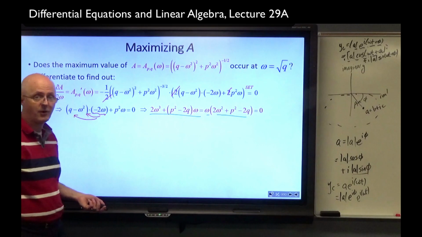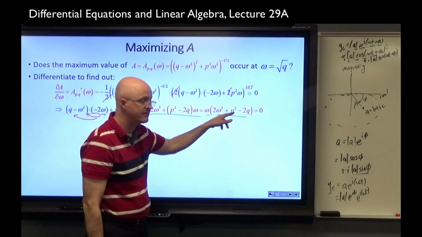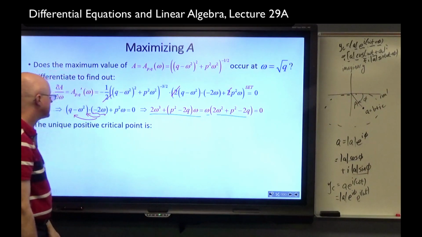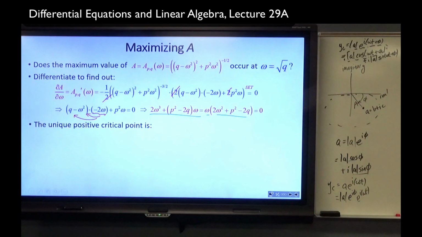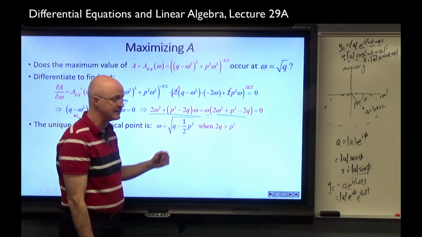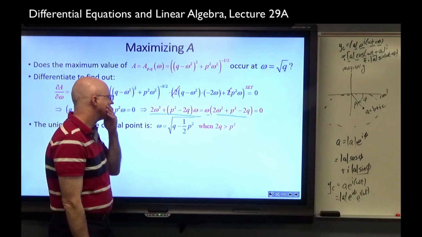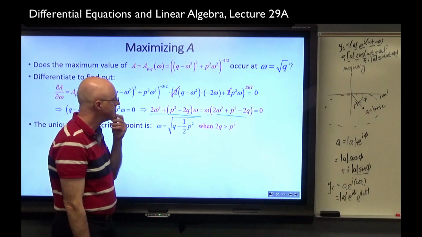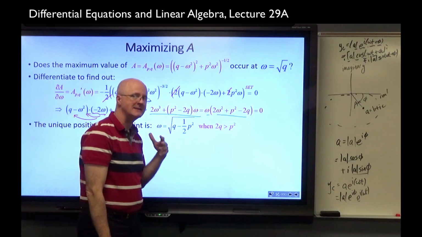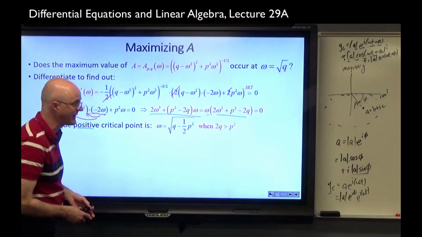You could use the quadratic formula. You don't have to because it doesn't have an omega to the first power term. I can just subtract this from both sides, divide both sides by 2, and then take the square root. If I take the positive square root, I get the positive critical point. You should take the time to check that it's this. That's going to be a real number critical point that's bigger than 0 when 2q is bigger than p squared. It needs to be bigger than 0 for it to truly be positive, because 0 is neither positive nor negative.